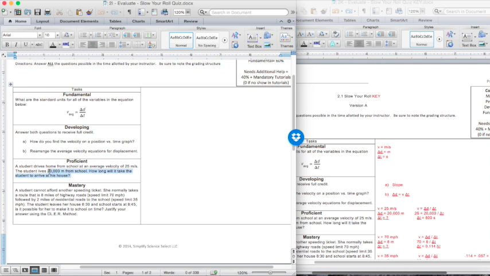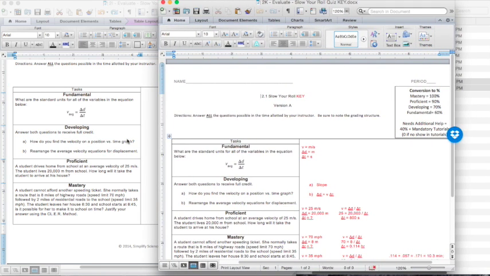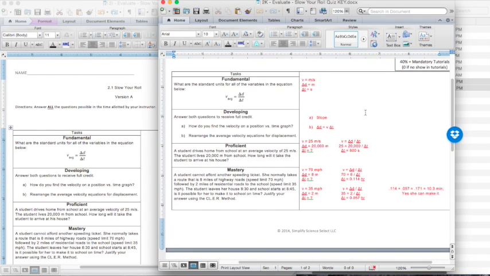Proficient tends to be on level questions, like this one, for example, is having a student calculate the time using a velocity equals displacement over time formula. And then finally, you have a mastery level question, which is something that would be considered to be above and beyond this particular level, but is going to be challenging. Now, we actually provide a grading structure right here that says, if you get the mastery level question right, you get 100. If you get the proficient level question right, you get a 90. If you get the developing level question right, you get a 70, and so on and so on. So that's the structure that we have as written.